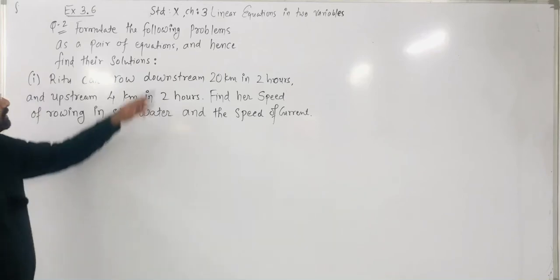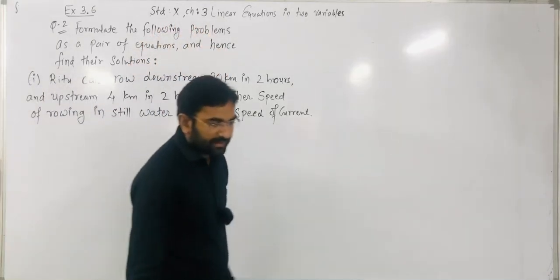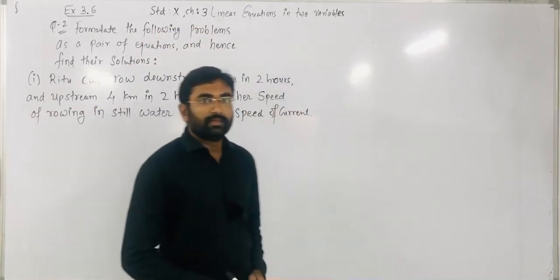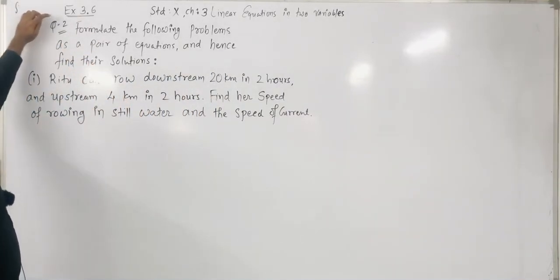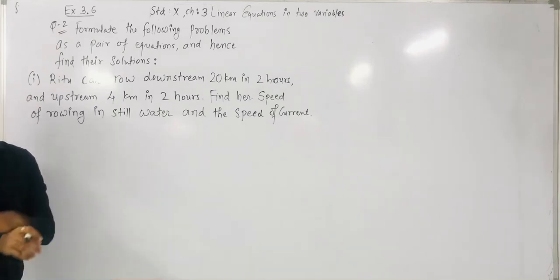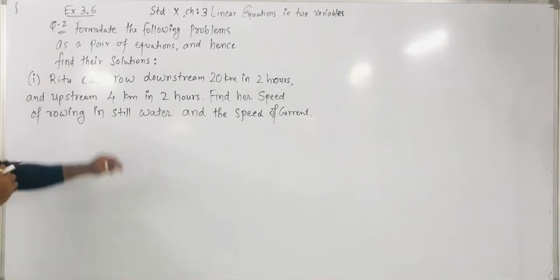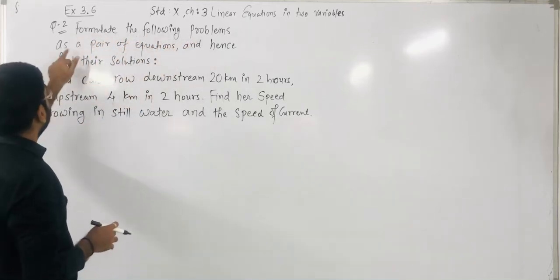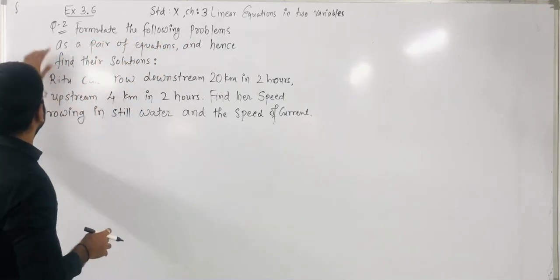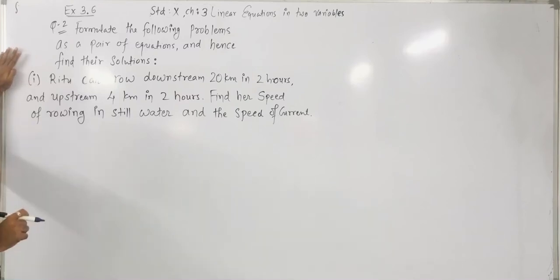Hello students, standard 10, chapter number 3, linear equations in two variables, in which we have to solve today exercise 3.6, question number 2. What problem we have to solve? In question number 2, they mention to formulate the following problems as a pair of equations. There are three problems given.